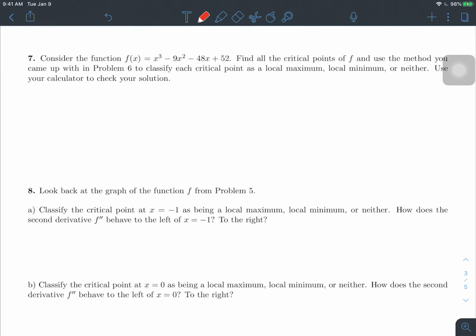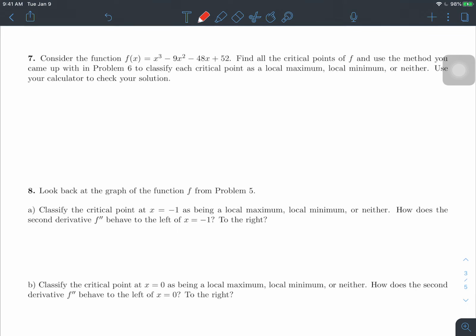So we'll consider this function here, x cubed minus 9x squared minus 48x plus 52, and we're supposed to find the critical points of f. Again, we're given a polynomial. So I'm not going to need to concern myself with the derivative not existing anywhere on this function. So the only thing that I need to find out is when is the derivative 0. That will tell me when I have critical points.